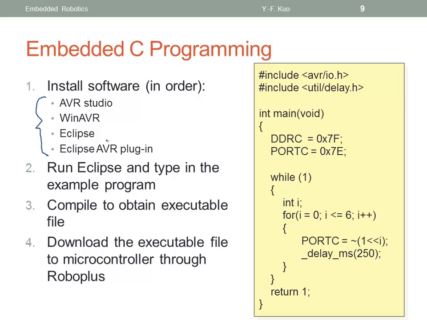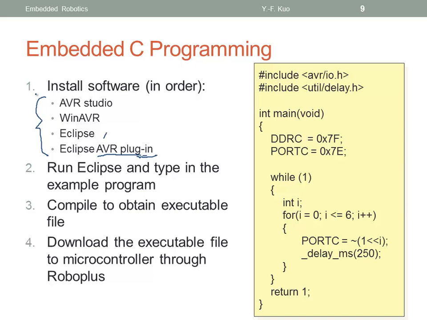It's a compiler and editor that you can write your program in and use to make an executable file and then download it to the microcontroller. And this Eclipse will need an AVR plugin in order to compile the program that is made for the AVR microcontroller. These four programs have to be installed in this order: AVR Studio, WinAVR, Eclipse, and the Eclipse AVR plugin.